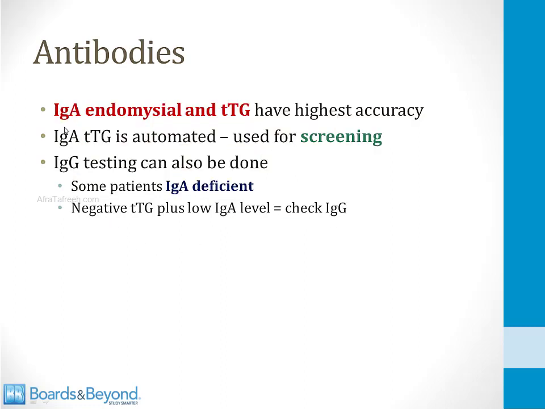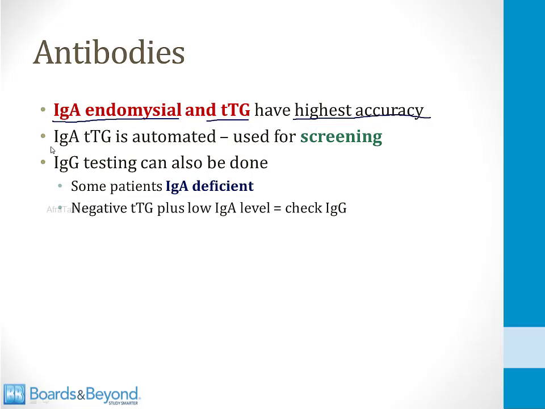What's confusing about celiac sprue is that there are 3 antibodies that can be used to diagnose the condition, and in addition, for each antibody you can measure either the IgA level or the IgG level. This makes it very confusing to learn as a student, but I'll try to explain this on the next 2 slides.